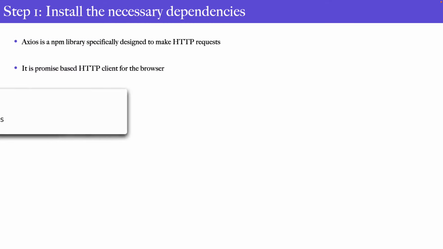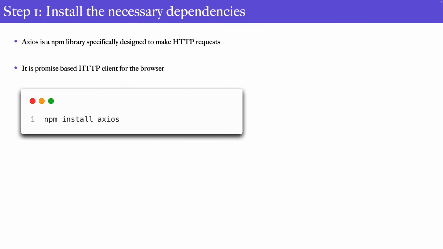The first step is to install the necessary dependencies. As a part of this feature, we are going to install a single library, which is the Axios library. Axios is an NPM library specifically designed to make HTTP requests. In order to make the backend API calls, we need a client, the API client, and we are going to install this Axios library.